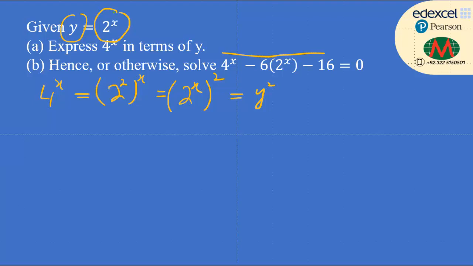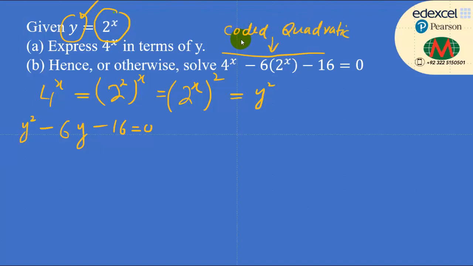Here 4^x is basically y squared, as we have just seen, and minus 6 times 2^x is minus 6y, because 2^x is y, and minus 16 equals 0. Now this equation has converted into a standard quadratic equation, but this equation is called a coded quadratic. We call it a coded quadratic because we have used this as a code.